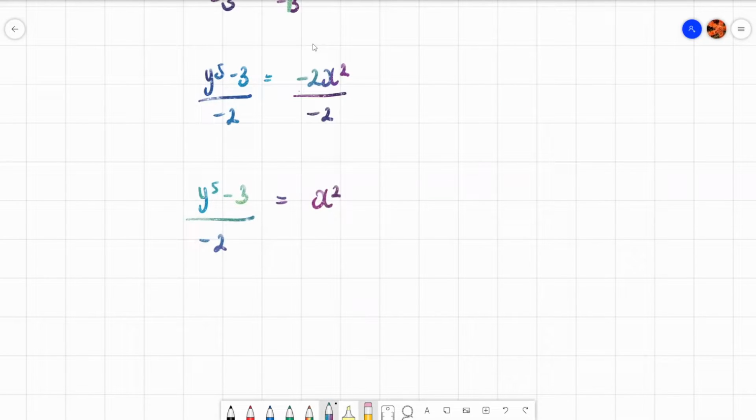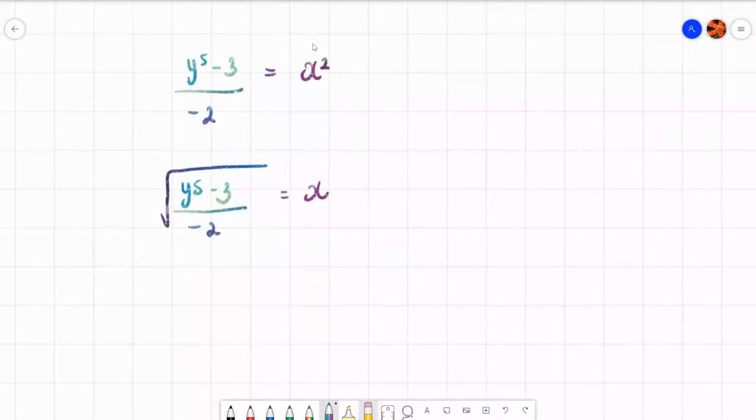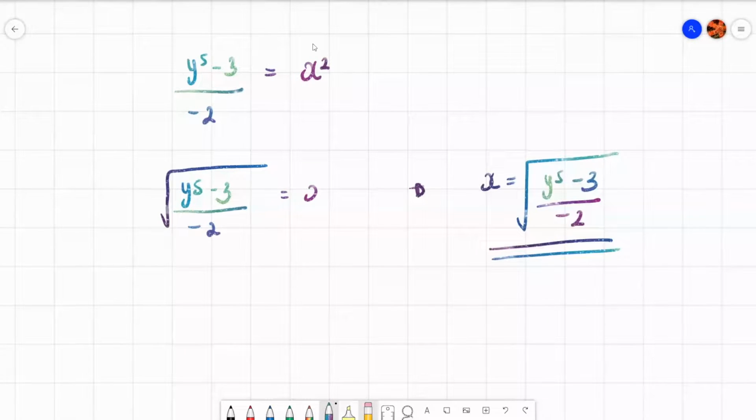How do you get rid of the x squared? You do the opposite, so you do square root. Y to the power of 5 minus 3, divided by minus 2, equals x. Now you can write this in a different way, so swap it around. X equals the square root of y to the power of 5 minus 3 over minus 2, and there is your answer.